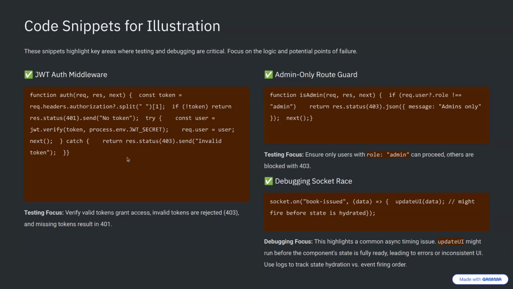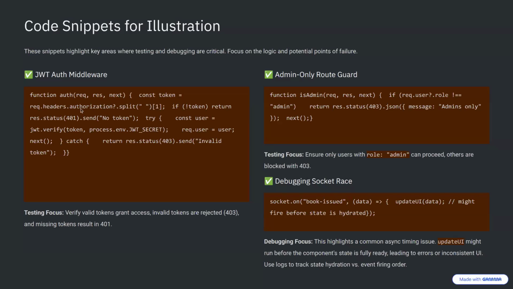JWT, for example, I'm just trying to show you one of the things that you're supposed to understand here. So these snippets highlight key areas where testing and debugging are critical. Now, you see, this is just an example. Focus on the logic and potential point of failure. So for example, here we have a JWT middleware. Of course, we know that when you're doing the middleware, you have three parameters: the request, response, and next.